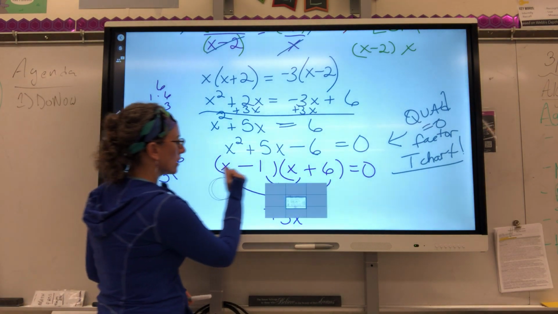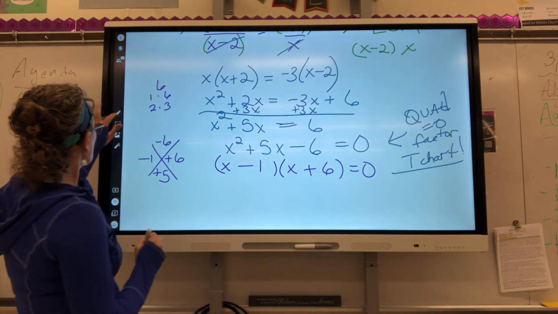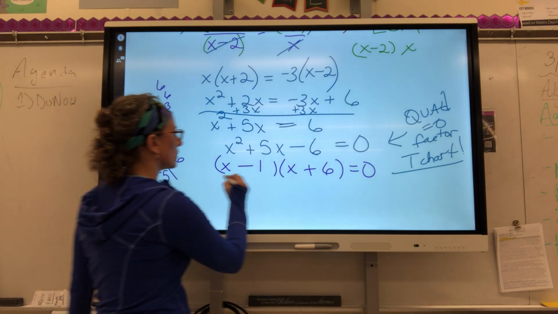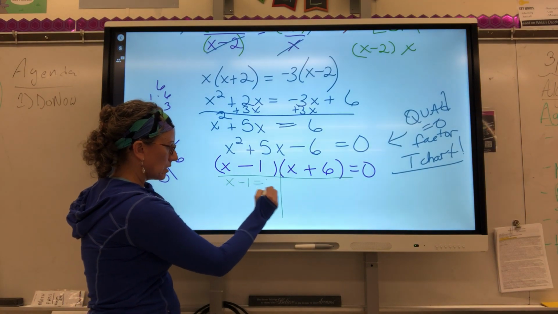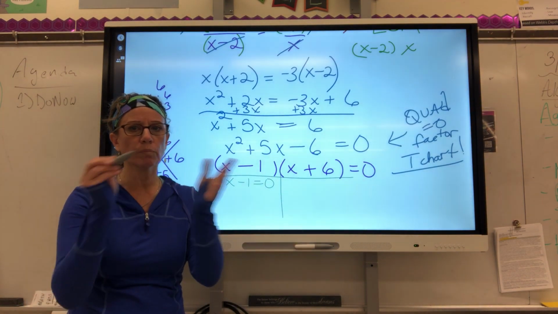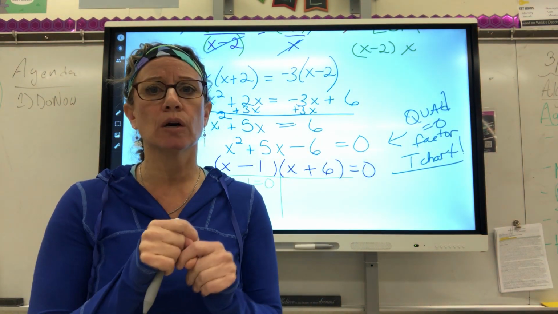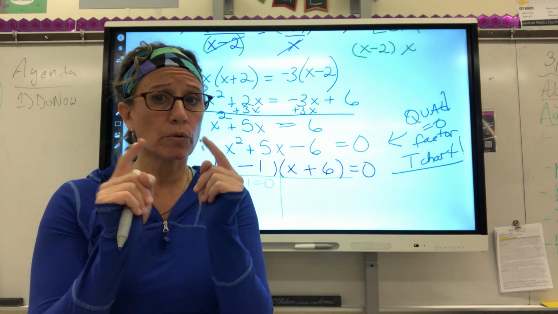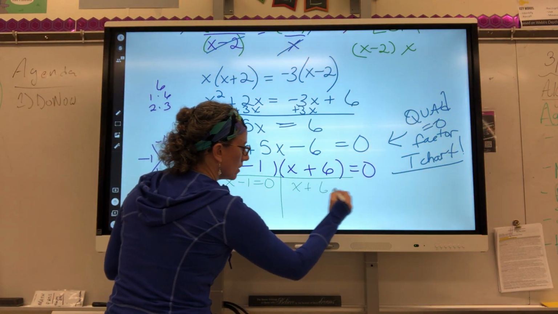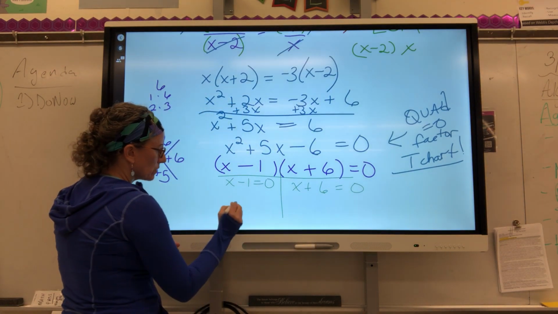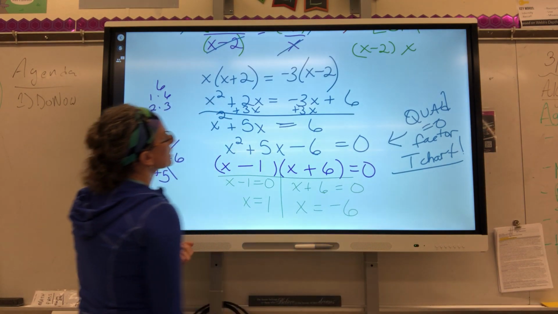Now once you have your factors, these are binomial factors, then you create a t-chart. You split the factors, set them equal to 0. Why? Because the zero product property says whenever two things multiply to give you 0, one of them or both must equal 0. So in order to solve that, you set the factors equal to 0. Okay, add 1 to both sides, x equals 1. Subtract 6 from both sides, x equals negative 6.